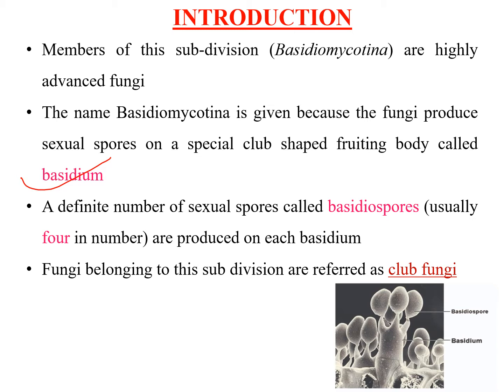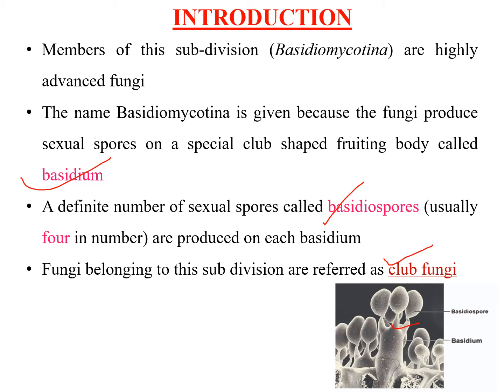How these basidiospores are produced: here you can see in this picture, this is the basidium, which is a club-shaped structure on which basidiospores are produced, and they attach to the basidium through specialized structures known as sterigmata. These terms we have to remember from the examination point of view. And fungi belonging to this subdivision Basidiomycotina or phylum Basidiomycota are generally referred to as club fungi. This one we have to remember.